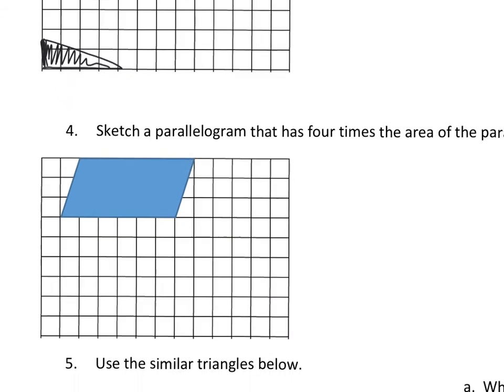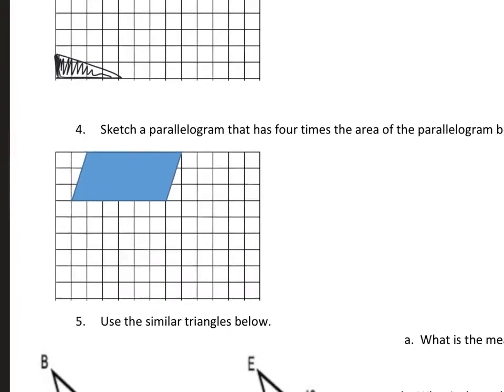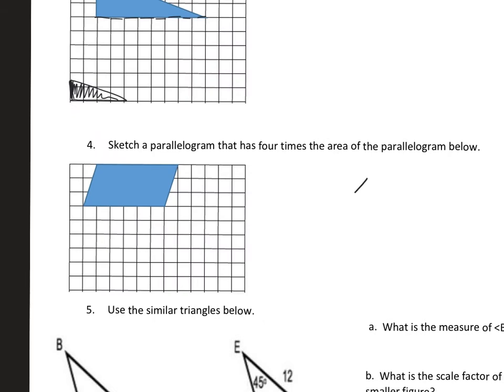Okay, number 4, sketch a parallelogram that has 4 times the area of this parallelogram below. So if the area is 4 times as much, that means that the scale factor is 2 squared, or 2, because 2 squared is 4. So that means I have to take each of these dimensions and multiply them by 2. So this goes 1, 2, 3, 4, 5, 6. So I'm going to go 1, 2, 3, 4, 5, 6, 7, 8, 9, 10, 11, 12. This might fall off. So I'm going up 3, right 1.